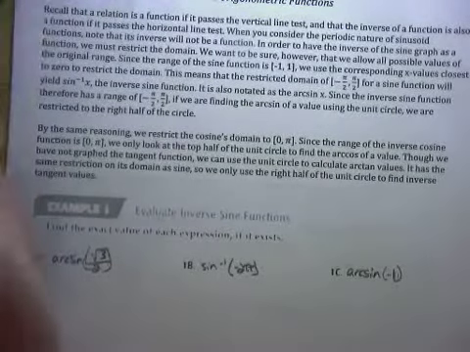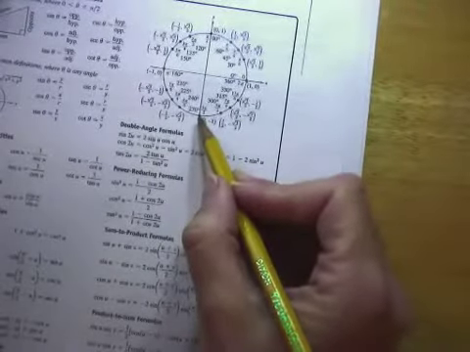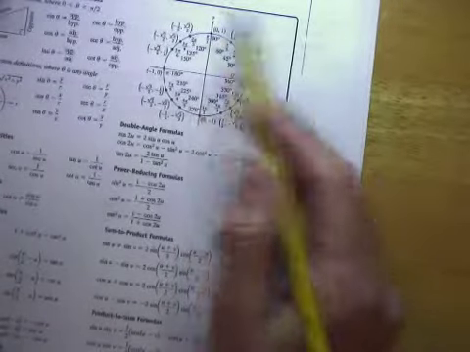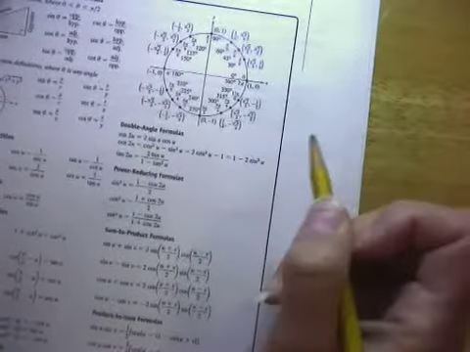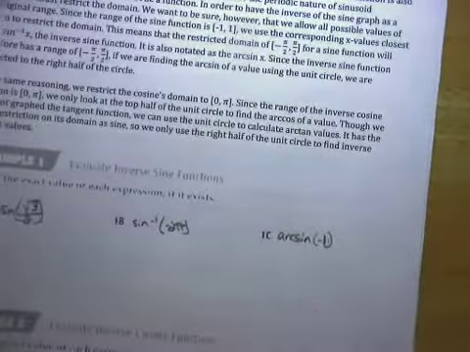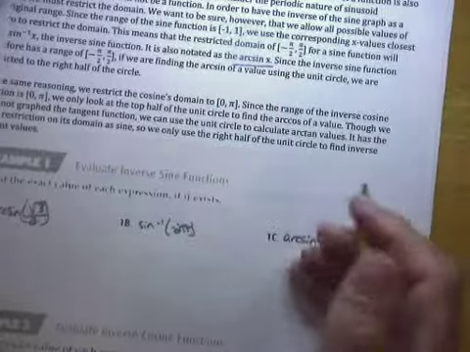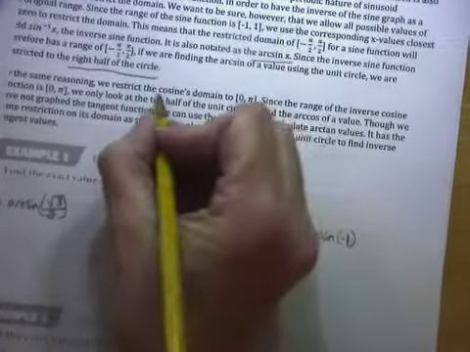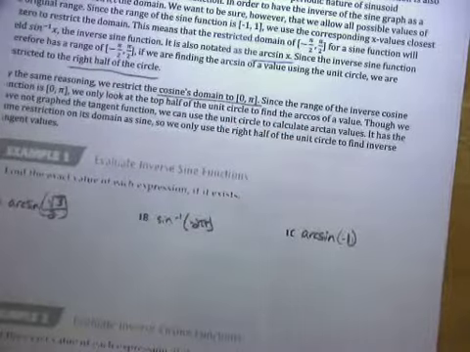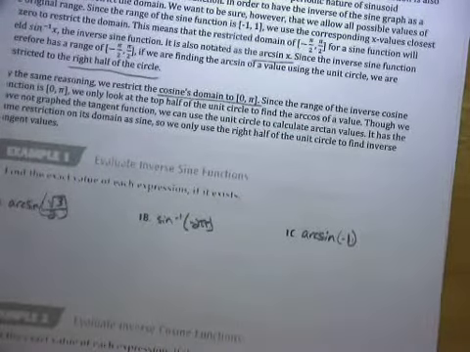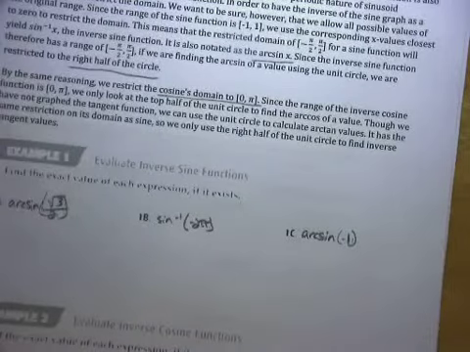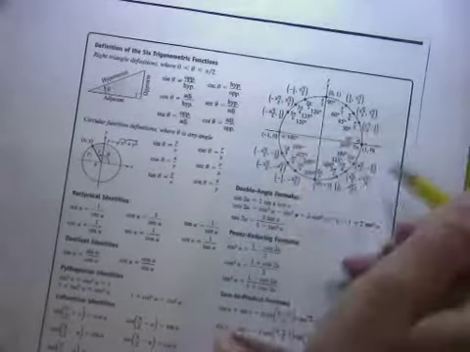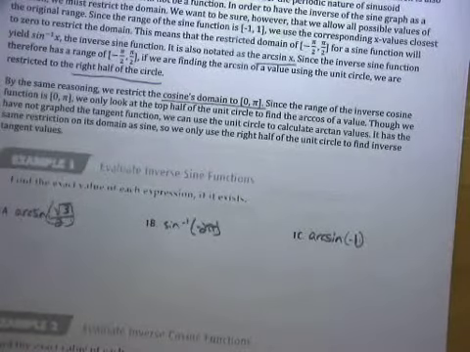So when we're looking at this in the unit circle, realize that this 3pi/2 is equivalent to -pi/2. So when we're using the unit circle to find the arc sine of a value, as it is also notated, we'll be using the right half of the circle. As I mentioned before, we restrict the cosine's domain to 0 to pi in order to find its inverse function, which means when we're looking at the unit circle, we're looking at the top half.